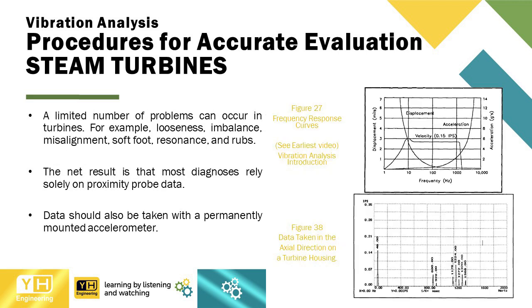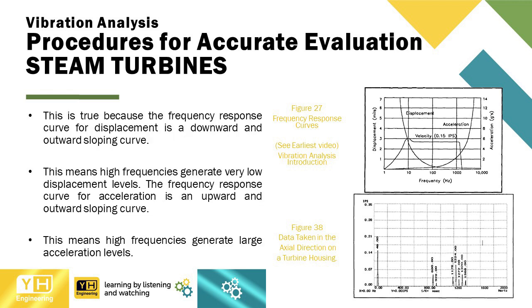A limited number of problems can occur in turbines. For example, looseness, imbalance, misalignment, soft foot, resonance, and rubs. The net result is that most diagnoses rely solely on proximity probe data. Data should also be taken with a permanently mounted accelerometer.